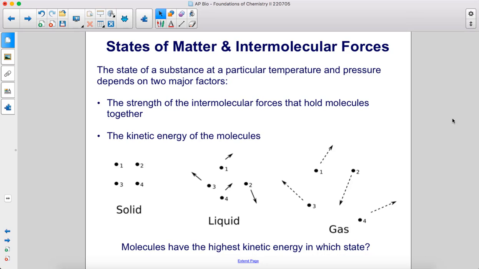The state of a substance at a particular temperature and pressure depends on 2 major factors: the strength of the intermolecular forces that hold molecules together, and the kinetic energy of the molecules. So here we have some molecules that are solid, we have liquid state of matter, and we have gas. Which molecules have the highest kinetic energy?